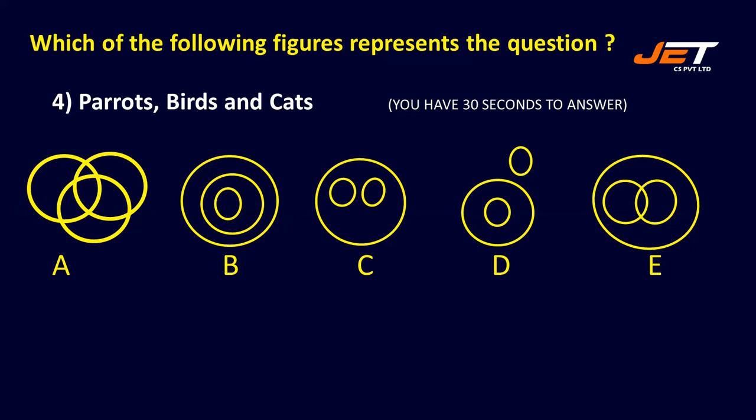That is parrots, birds, and cats. Five options are given. We need to choose the correct option.